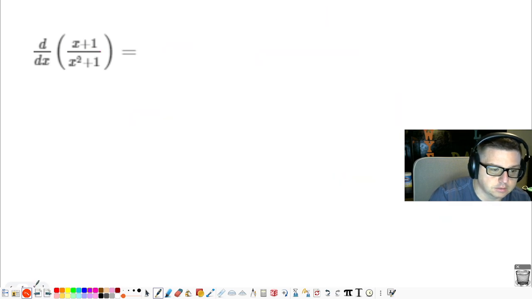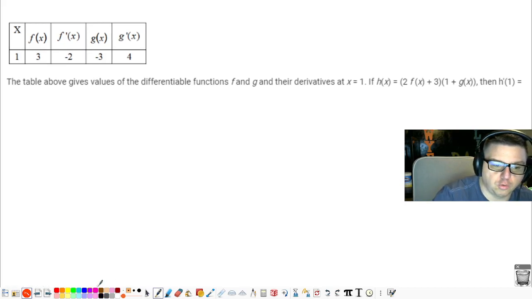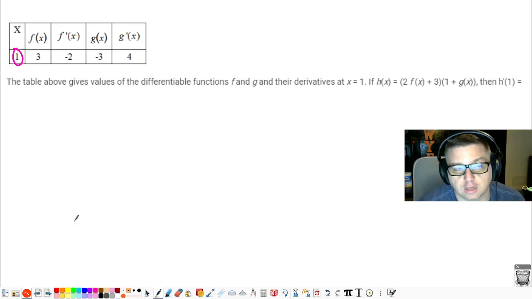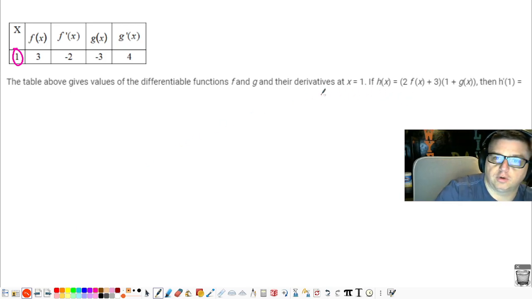All right. Next up, we're doing tables. Okay, so I see a table. I've got f of x, I've got f prime, I've got g, I've got g prime, and they're all at this specific value. So they're not jumping around. We're not trying to substitute stuff in, not really an inverse function. They're all going to be at that value. So what we need to do is look over here, because the table above gives the values of differentiable functions f and g and their derivatives at x equals 1.